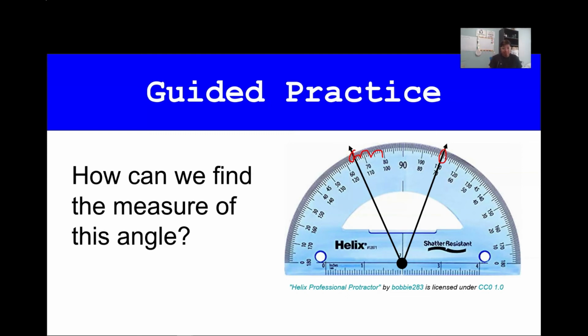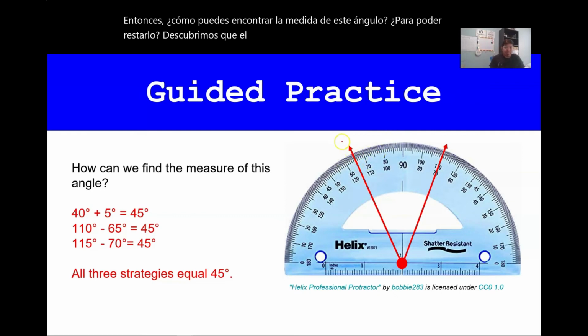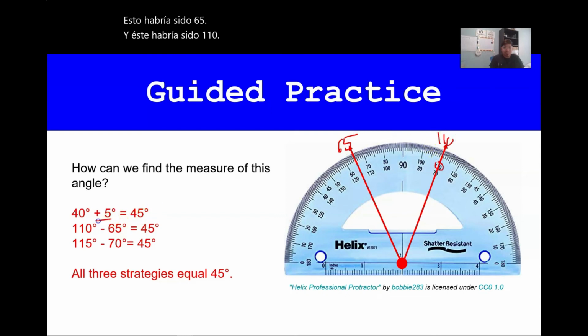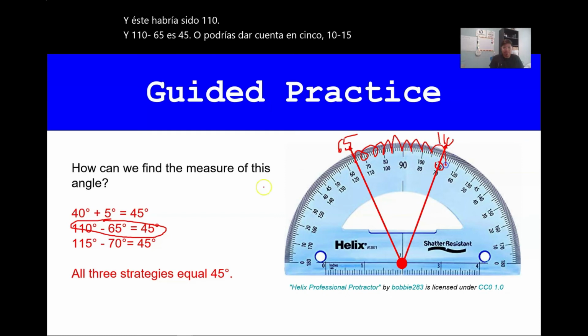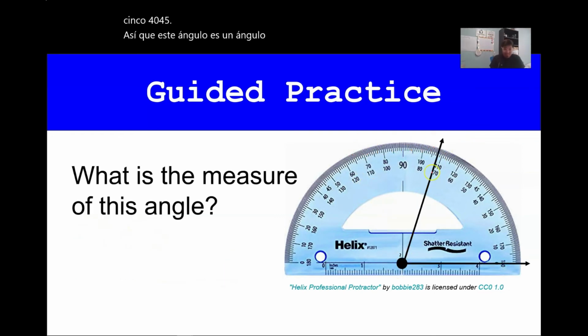Okay, let's see. So how can we find the measure of this angle? You could have subtracted. If we found that using top numbers this one would have been 65, and this one would have been 110, then 110 minus 65 is 45. Or you could have counted 5, 10, 15, 20, 25, 30, 35, 40, 45. So this angle is an acute angle which measures 45 degrees.